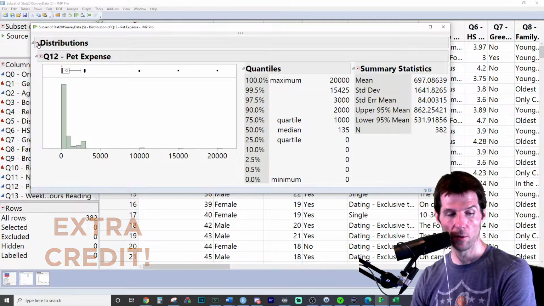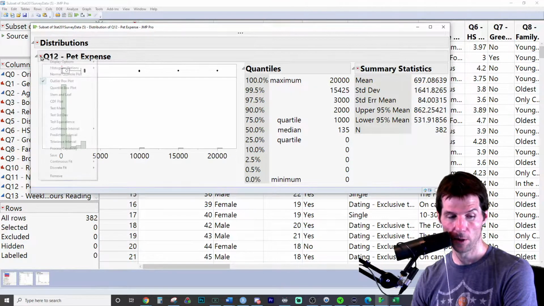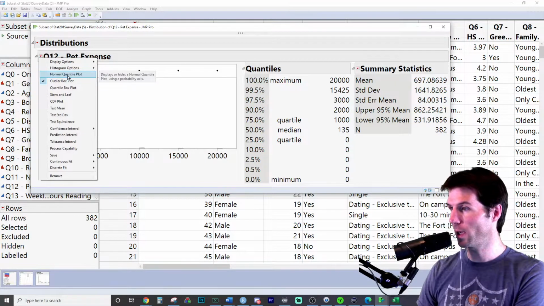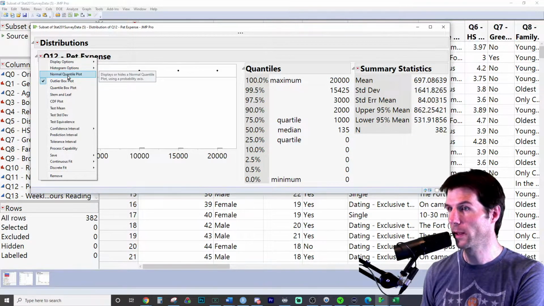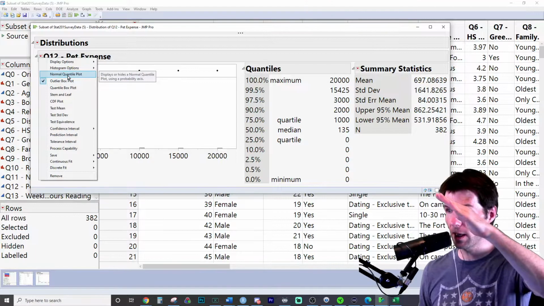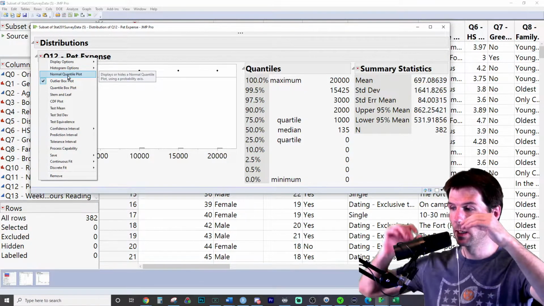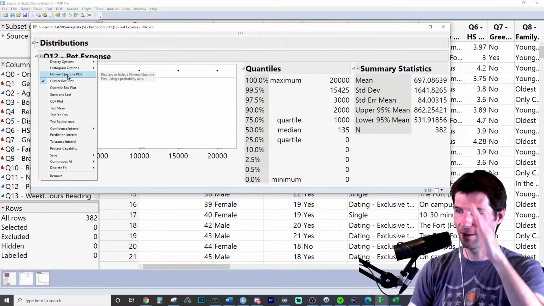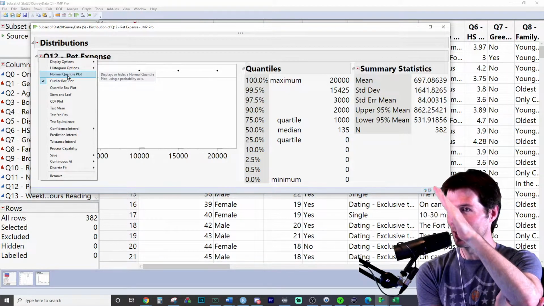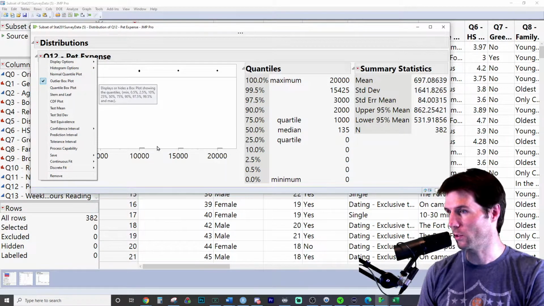So how should the normal probability plot look when you go here and you go to normal quantile plot, which is a plot that shows us if it's normal? Should it follow the straight line or not follow the straight line?